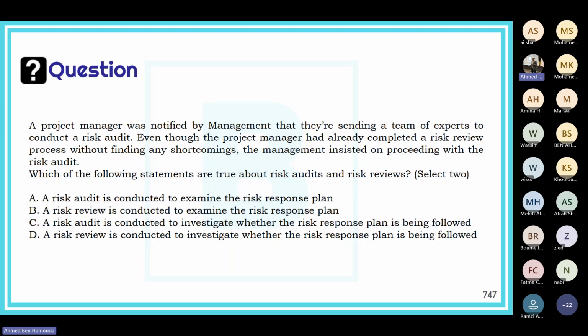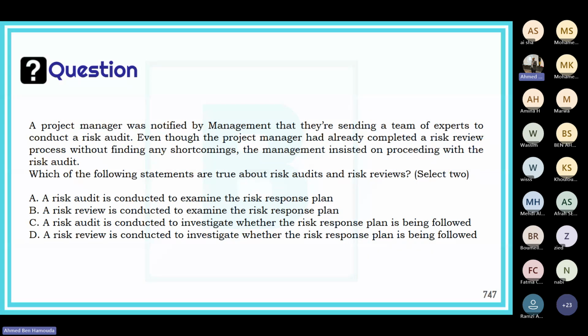A risk audit is conducted to examine the risk response plan. Definitely not. That's a risk review. So answer A is wrong. A risk review is conducted to examine the risk response plan. Yes. A risk audit is conducted to investigate whether the risk response plan is being followed.